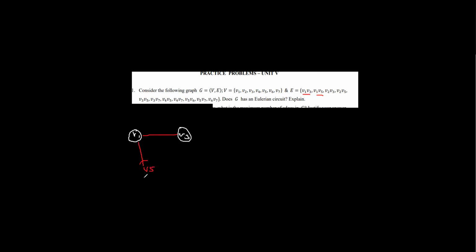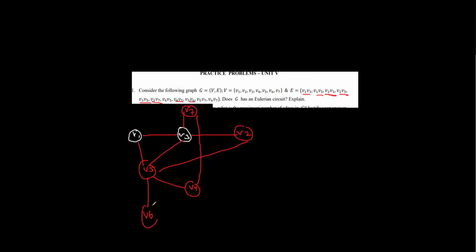Sorry, V5. V2 is connected with V3. V2 is connected with V5. V3, V5. V3, V7. V4, V5. Where is V4? Let's suppose this is V4. V4, V7. V5, V6. V6, V7.